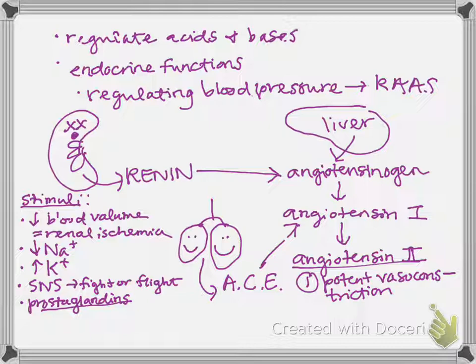Potent vasoconstriction, that increases vascular tone in the systemic circulation. It's going to increase systemic blood pressure. That's the effect of angiotensin 1.